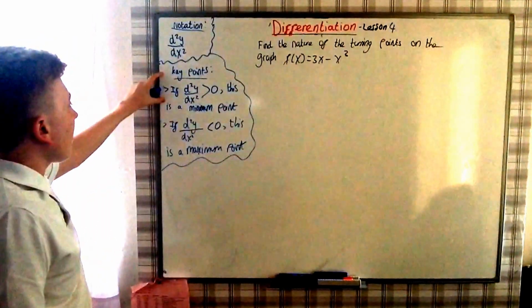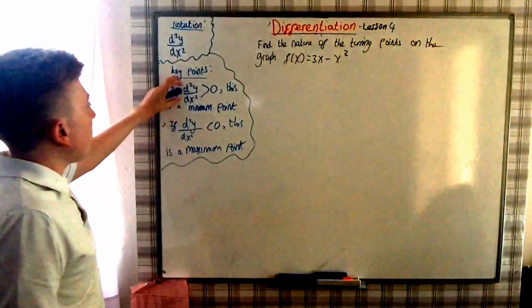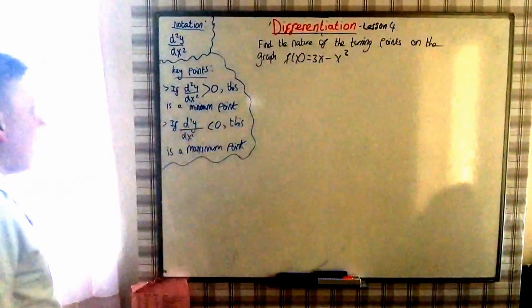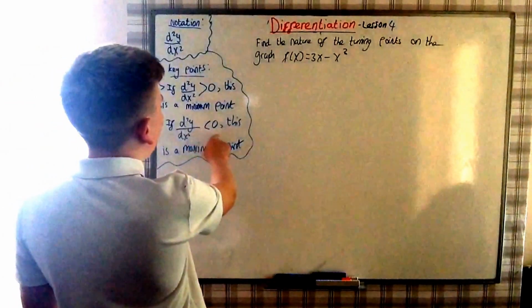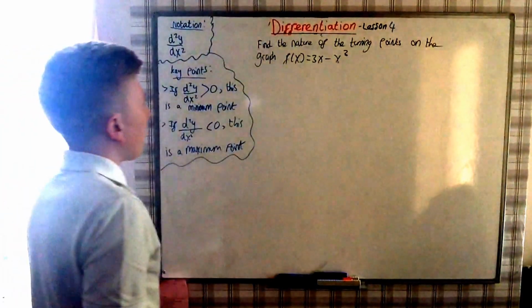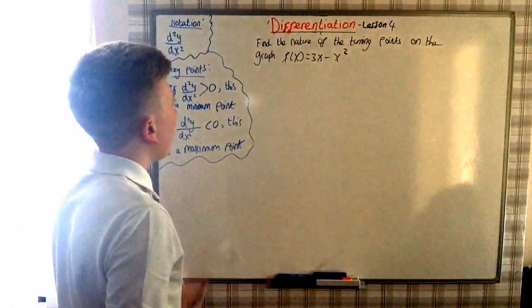Some key points are that if d squared y over dx squared is greater than 0, this means it's going to be a minimum point. And if d squared y over dx squared is less than 0, then this will be a maximum point. So let's look at applying this to an exam style question.